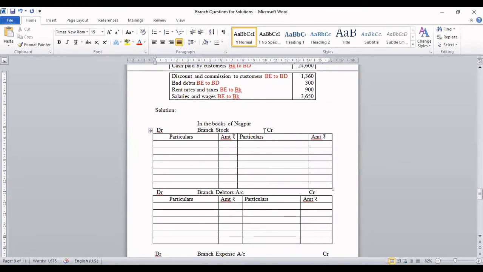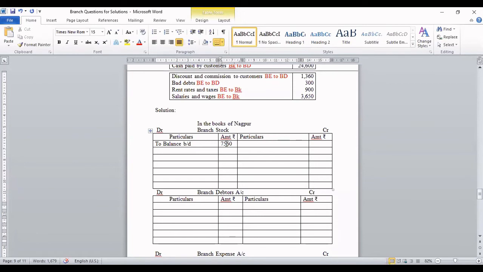Opening stock at branch. So it will appear on the debit side of branch stock, by balance brought down. What is the amount we have? 7,560. Okay, 7,560. Next.